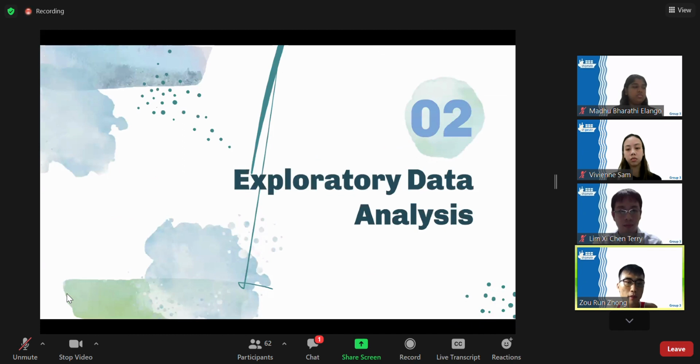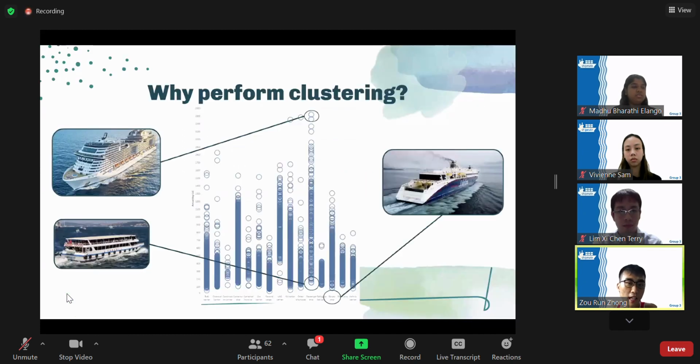Next, why perform clustering? Firstly, the naive approach of trying to profile by ship type is not sufficient. For our goal of trying to profile ships based on CO2 emissions, we notice that within ship type, there are significant differences between the top emitters of CO2. This is due to the significantly differing usage of the ships.